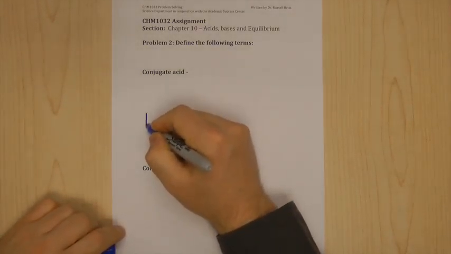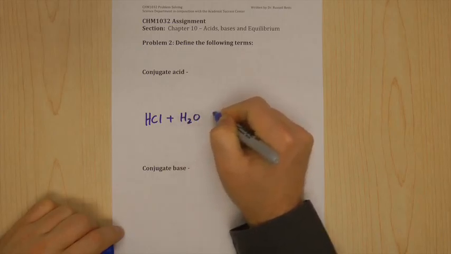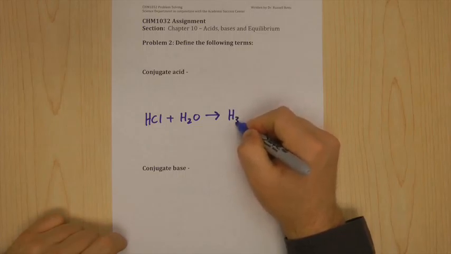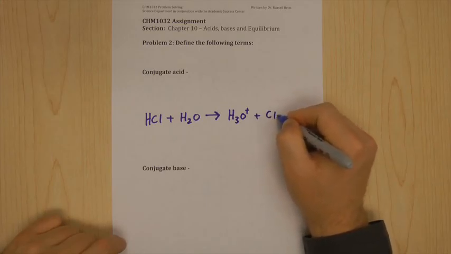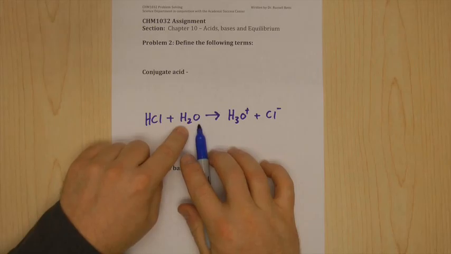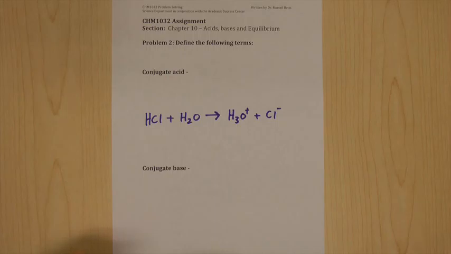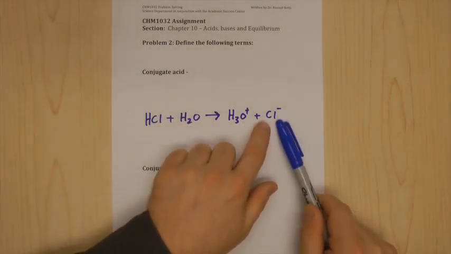Let's take a look at an example, just to clarify this stuff, because it's hard to define these two terms, in my opinion, without an example. So let's write hydrochloric acid plus water gives us hydronium, H3O plus, plus Cl minus, chloride. So over here we have HCl plus water gives us hydronium plus chloride. That's the expression for an acid. This is hydrochloric acid, this is water, this is hydronium, this is chloride.